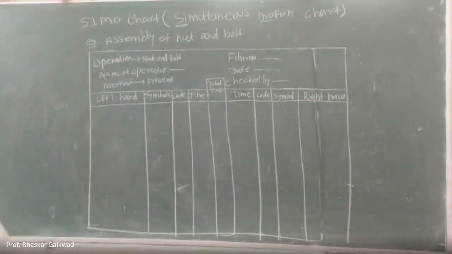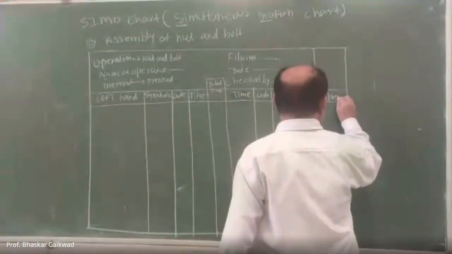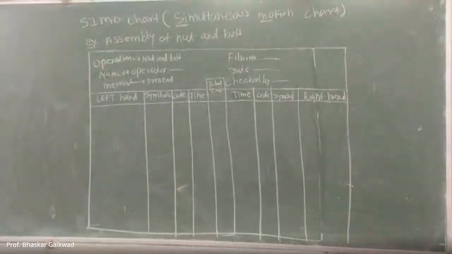So in the chart, two parts are there. Left hand: what is our left hand actually doing, what therbligs we are using, what is its code and what is the time. And in the middle there is a column for the total times, the cumulative times we are going to count. Then the same things related to the right hand. So here it is the right hand, the same thing is there.